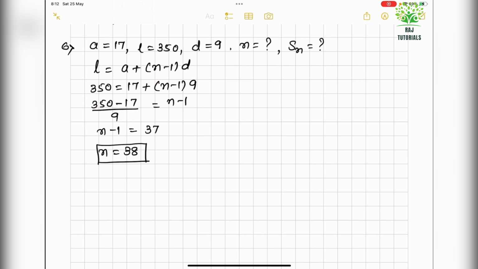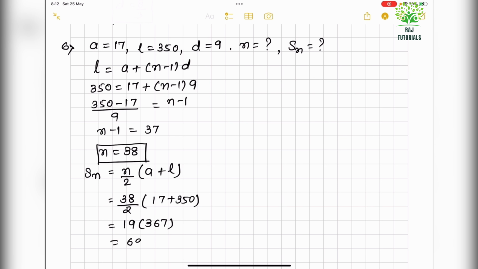Now I have got n. So now I have to use the formula. I have to find the sum. So sum Sn equal to n by 2 into A plus L. 38 by 2 into 17 plus 350. So 38 by 2 will be 19 into 367. So that is coming as 6973.